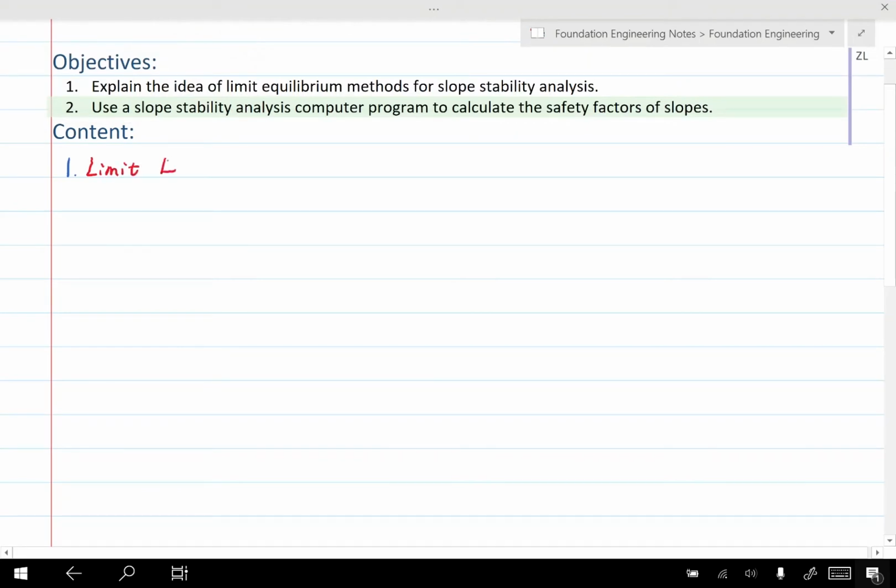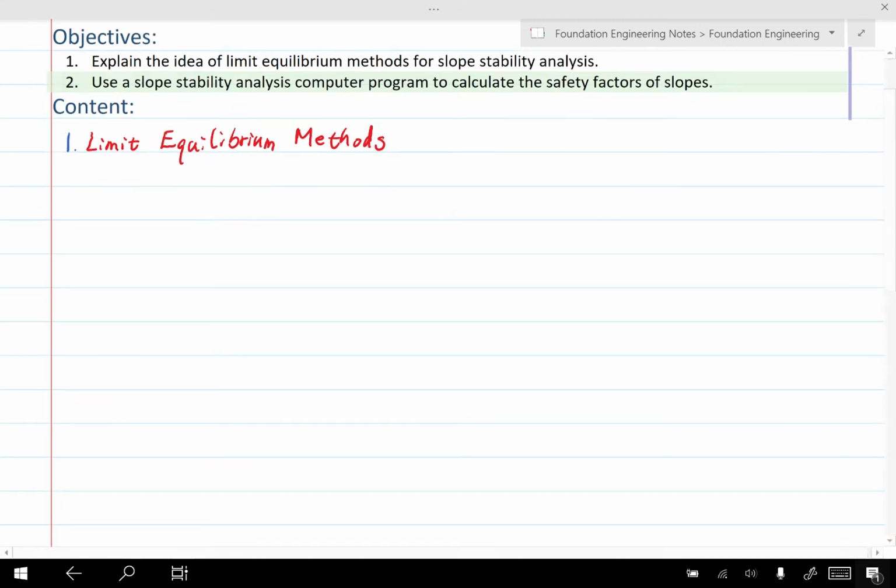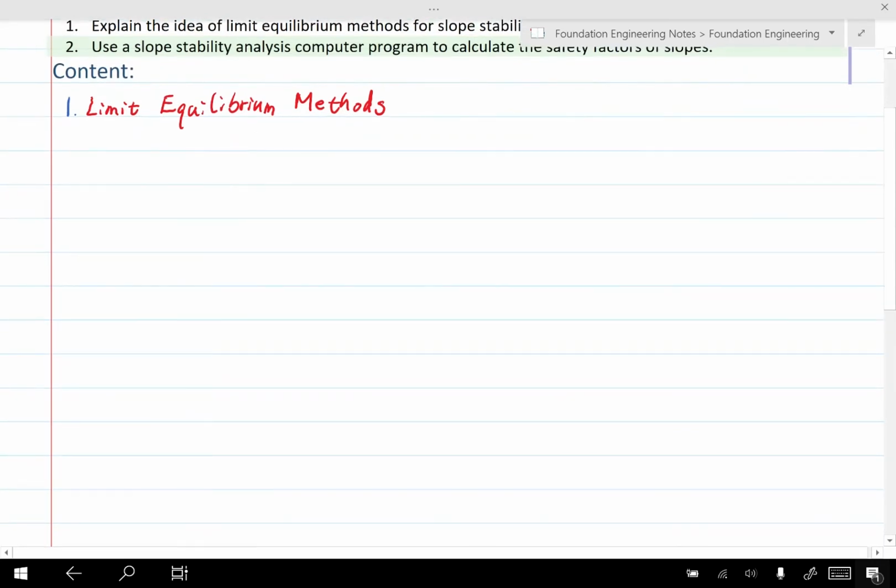limit equilibrium methods. As mentioned, this is one category of methods. There are many of them, such as simplified Bishop, Spencer, and Morgenstern. But here, I just show the general idea of it.